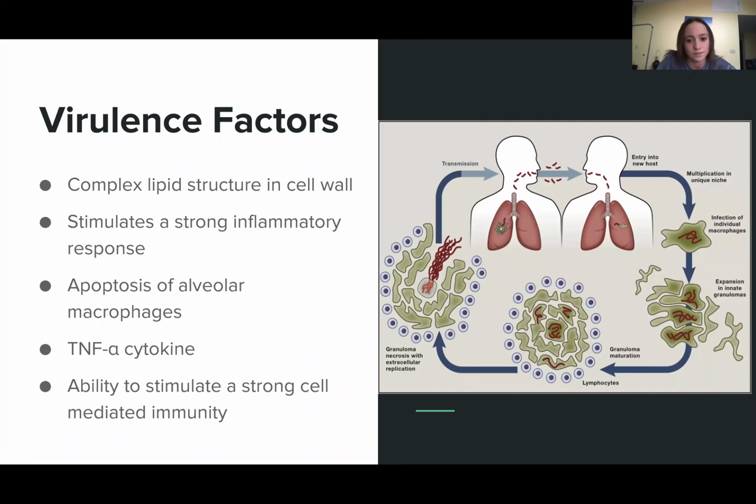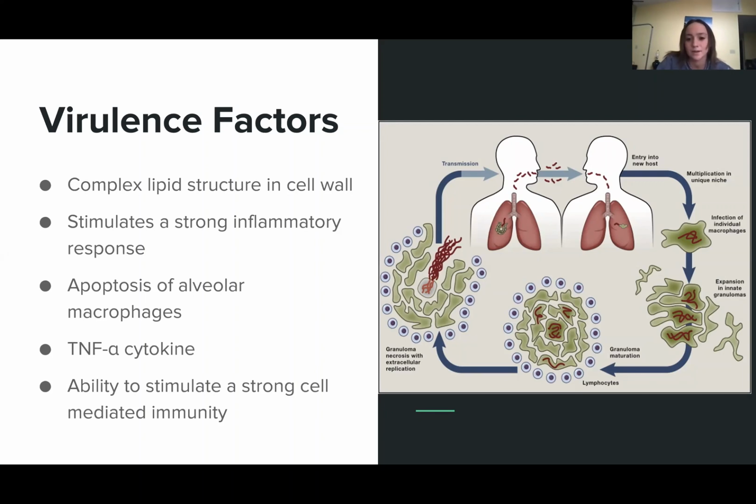M. tuberculosis has a complex lipid structure in its cell wall, as well as the ability to stimulate a strong cell-mediated response. The lipids lead to impermeability and resistance to antimicrobial agents. Tuberculosis causes extreme inflammatory responses, which can lead to severe tissue damage. It has also been found to trigger apoptosis, or cell death, of alveolar macrophages.